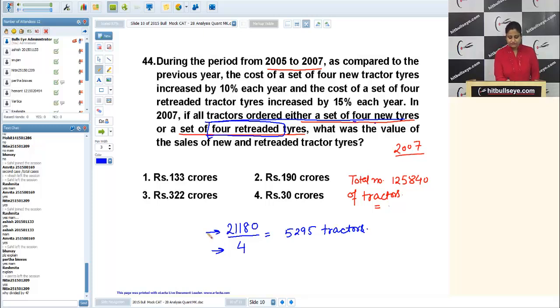From the table, we knew that 21180 is the number of retreaded tires purchased in 2007. So we are calculating the number of tractors. Since each tractor has 4 tires, that's why we are taking division by 4. Is it okay, Nitin? Clear?